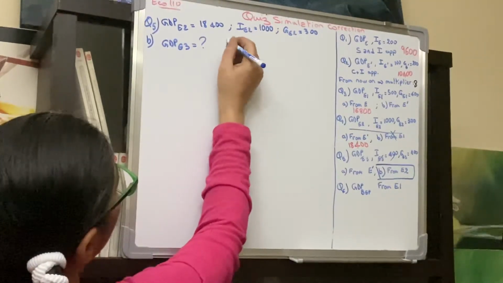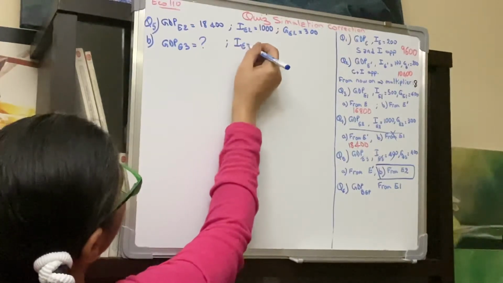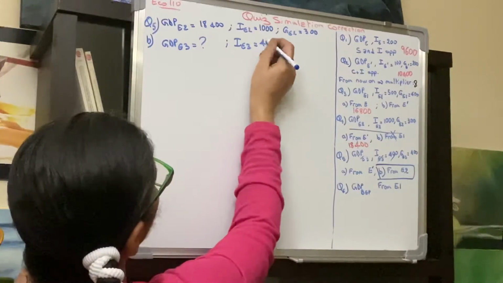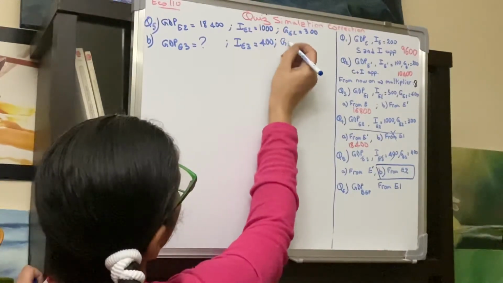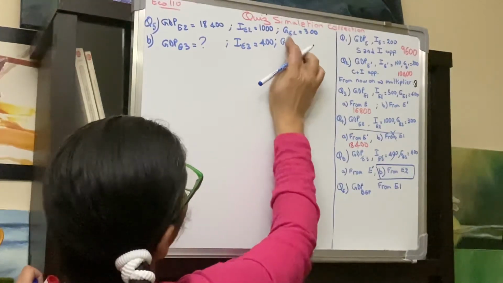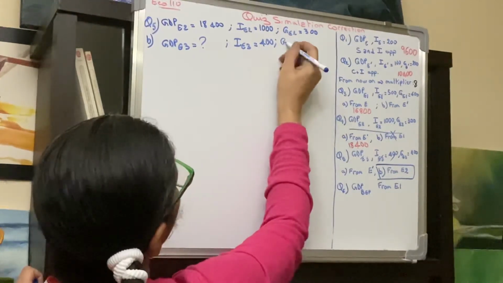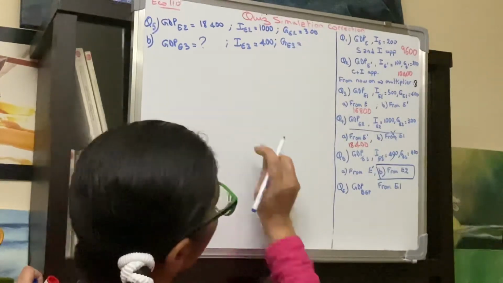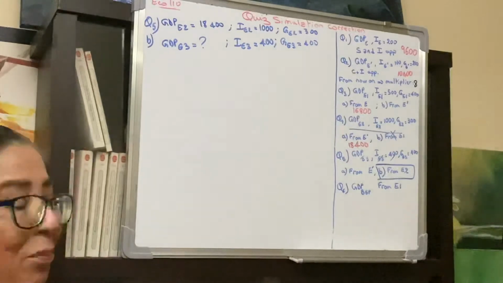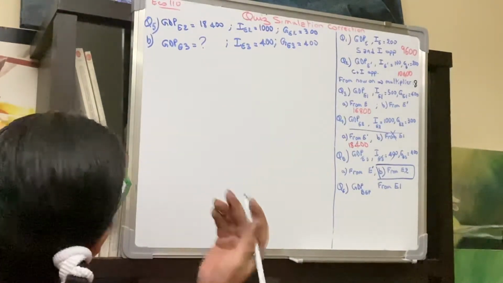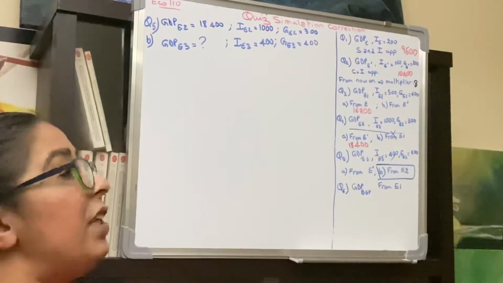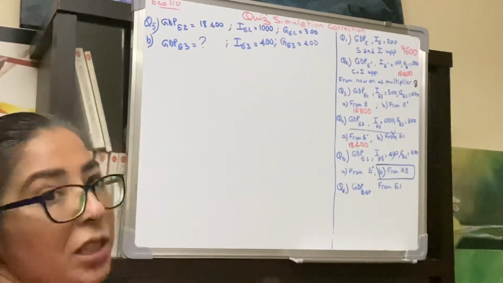So I need to give my data. I at E3 is equal to how much? 400. And G at E3, I'm sorry, this is indexed. G at E3 is equal to 400. Okay? So let's start. As usual, delta I, delta G, delta GDP due to I, delta GDP due to G.